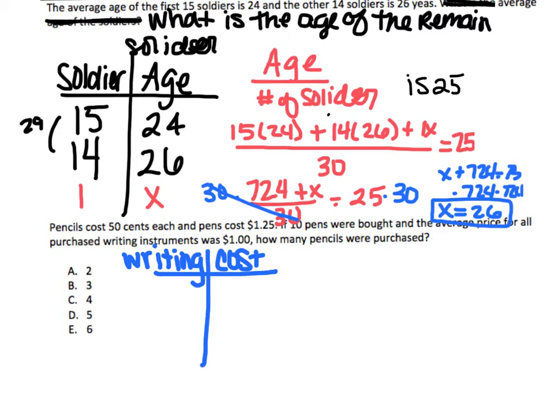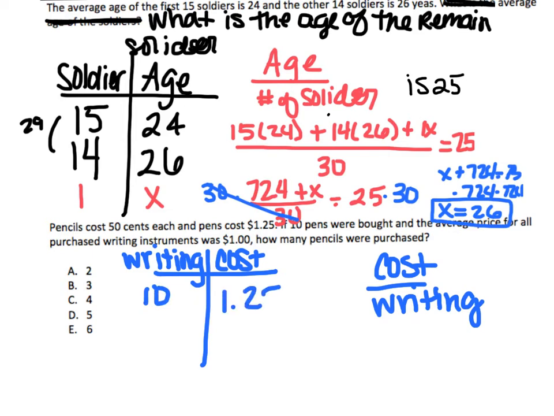So again we want cost per writing utensil. We've got two different writing utensils. We have pencils and we have pens. Well, I know how many pens I bought. Those are 10, and that costs $1.25. But I don't know how many pencils were bought, so I'm going to call that X. But I know that those are 50 cents each. And then what I know is that I have writing instruments that average to be $1.